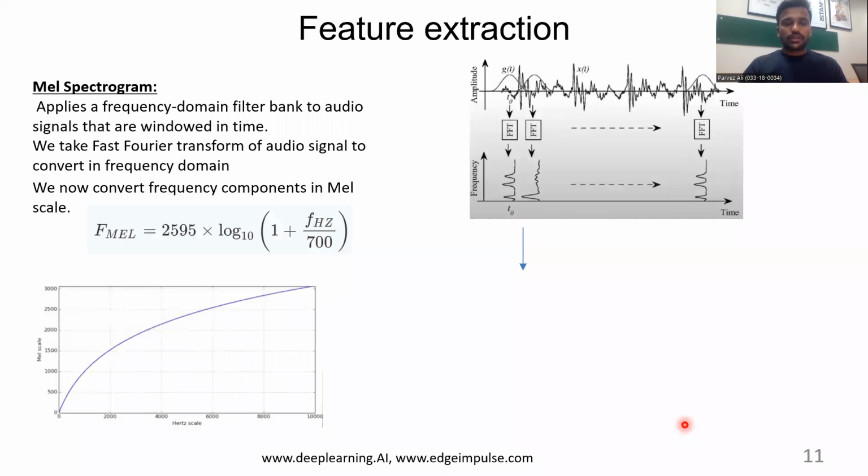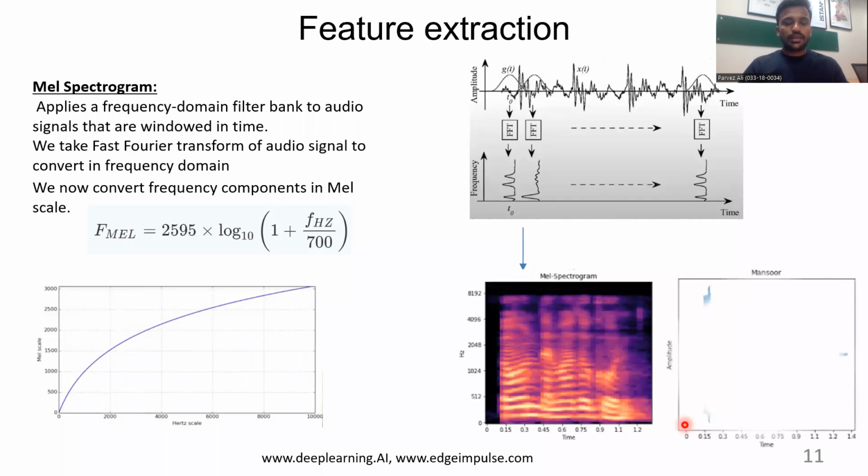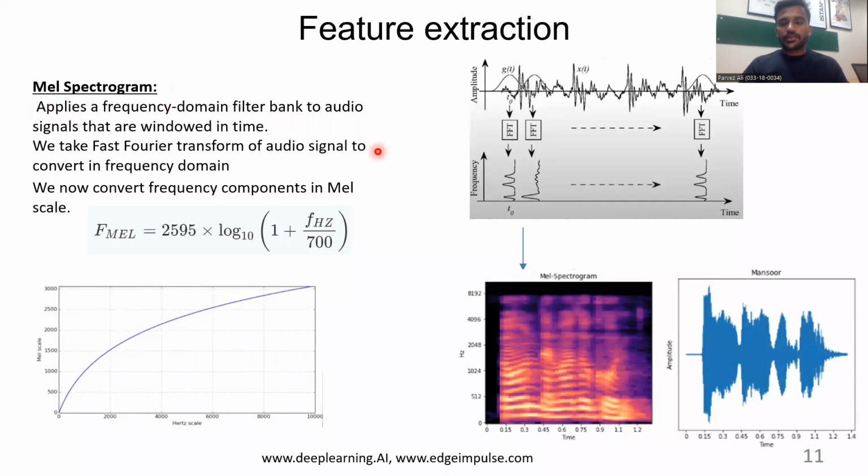For feature extraction, the first feature that we extracted was the mel spectrogram. The mel spectrogram is extracted using the fast Fourier transform. We use a Hamming window, which chooses a chunk of the time domain signal from the voice and then converts it into a frequency domain signal using the fast Fourier transform.